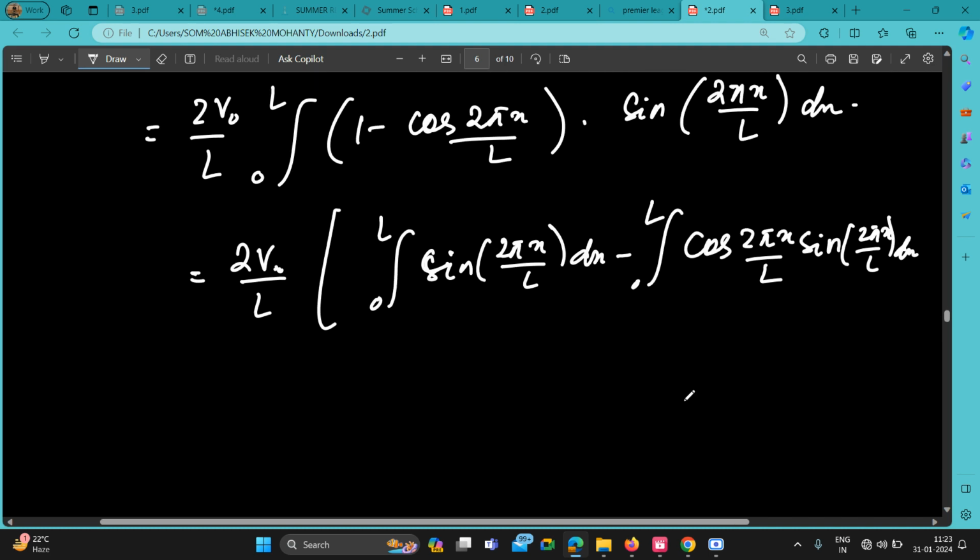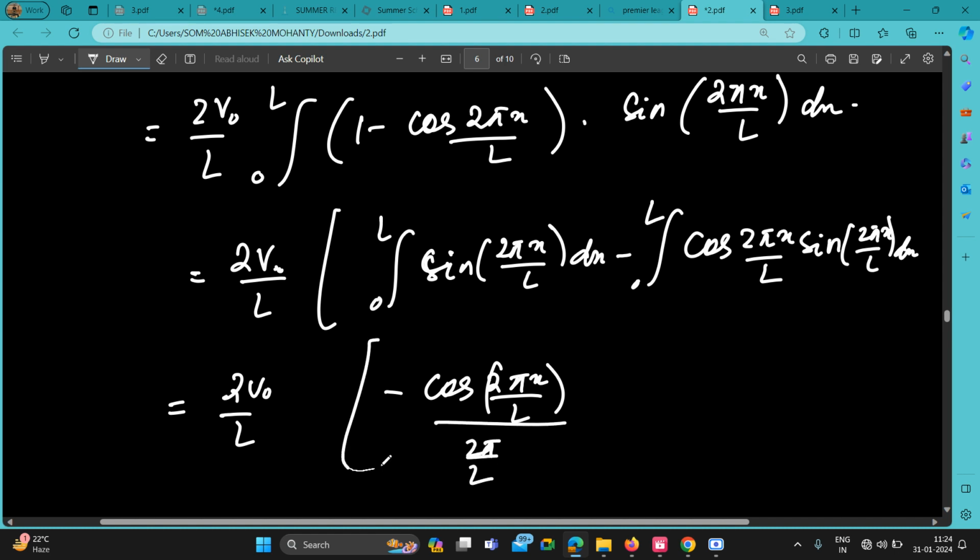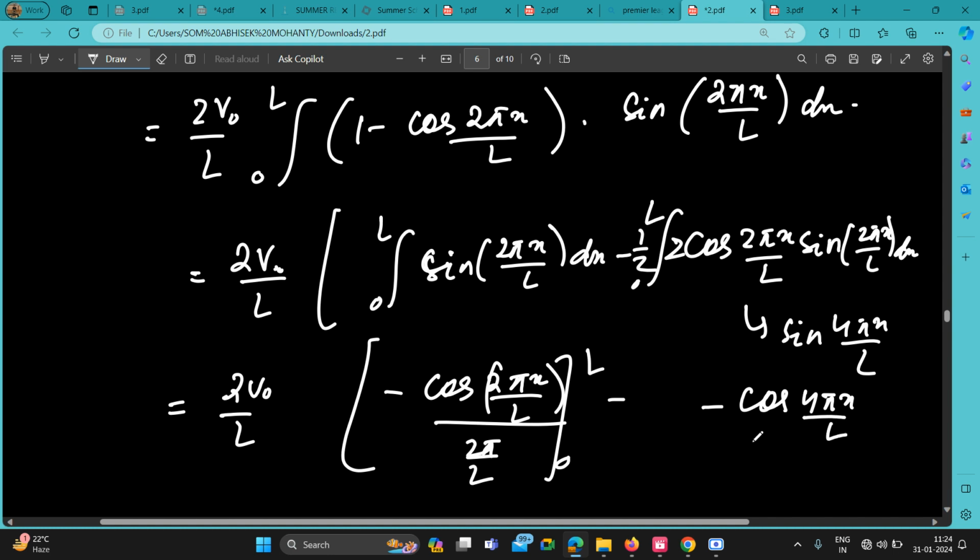Now I have to do the integration. So 2 V naught by L. The integration of this one is minus cos 2 pi x by L whole divided by 2 pi by L, from 0 to L, minus. I can multiply and divide by 2 here and it will give me sine 2 theta, that means sine 4 pi x by L, whose integration is minus cos 4 pi x by L whole divided by 4 pi by L. And 1 by 2 is already outside, 0 to L.